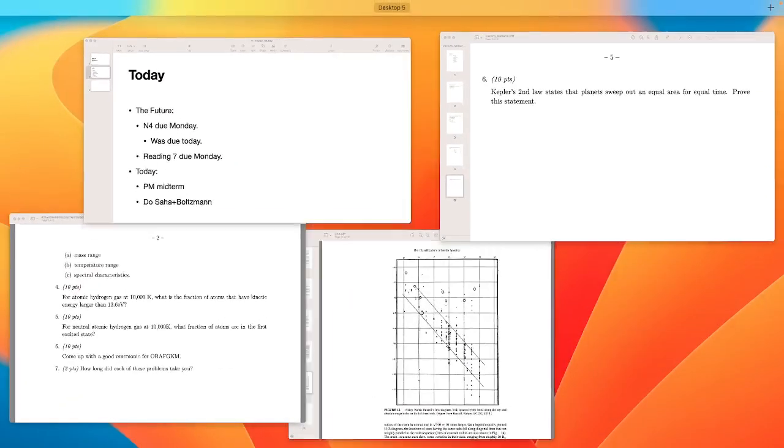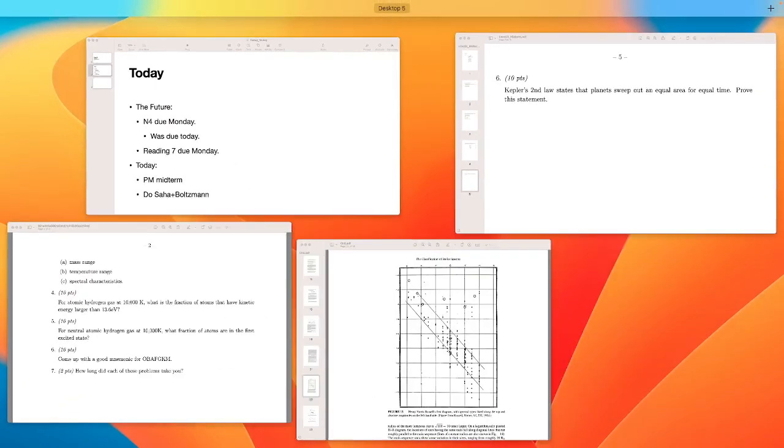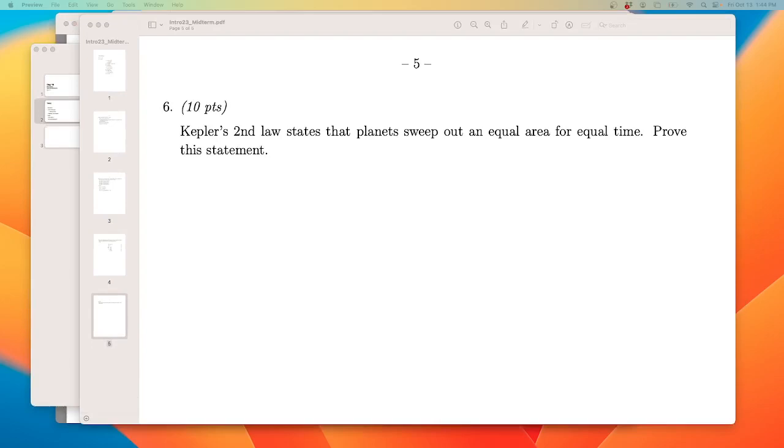So why do we go through this Boltzmann and Saha? What are we actually looking for? What we want to understand is these stellar spectra. Let's go back to that real quick. Did I put it here? Yeah, I did.